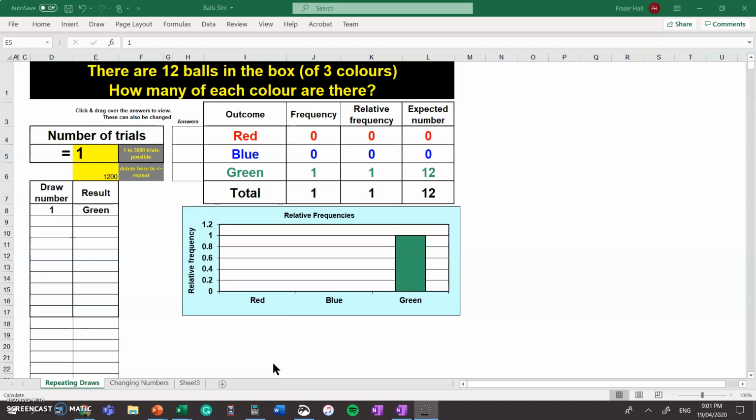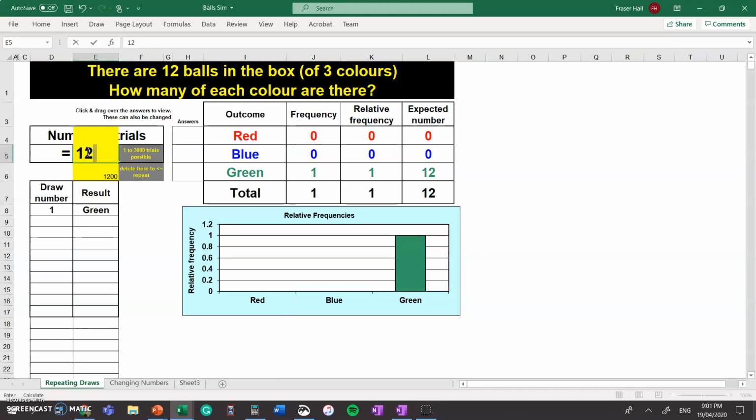Okay, here we've got a simulation showing us a problem. There are 12 balls in a box of 3 colours, red, blue and green. How many of each colour are there? Now, there's no way of knowing this. It could be 12 greens, or they could be all equal. It could be anything. What we could do is take one ball out each time and record that, put it back in and so on, and then work out from the probabilities with a relative frequency how many there are. The way to do it is to do it a number of times.